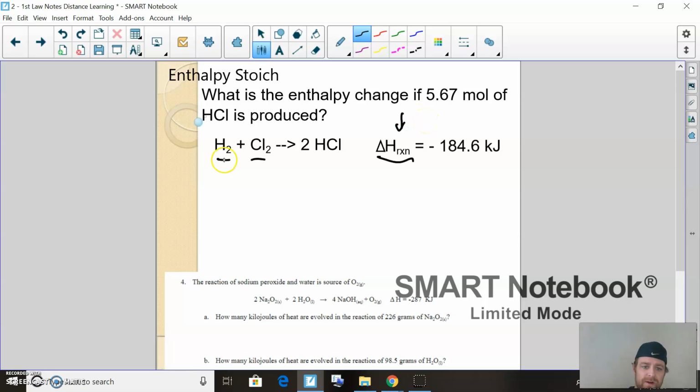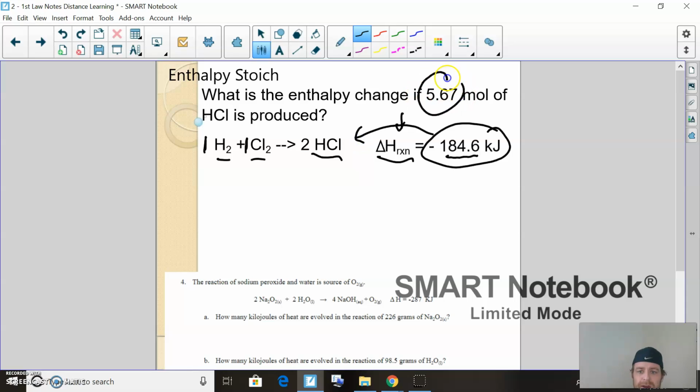If you look at this reaction, hydrogen plus chlorine goes to hydrochloric acid, and it's going to give off 184.6 kilojoules of heat. So how would I do this? Balancing would say if you had 1 mole and 1 mole of these, it's going to give off 184.6 kilojoules. That's the base recipe. But I have 5.67. We call this enthalpy stoichiometry. If I produce 5.67 moles of this, how much heat is going to be given off?